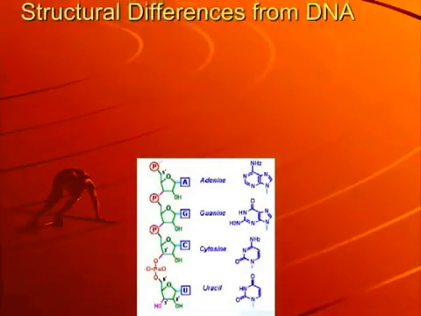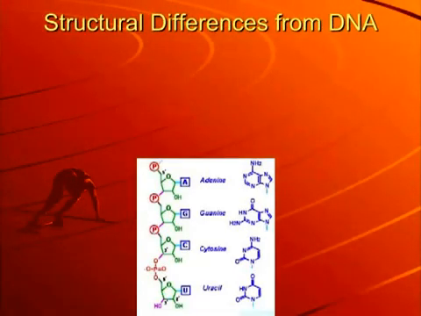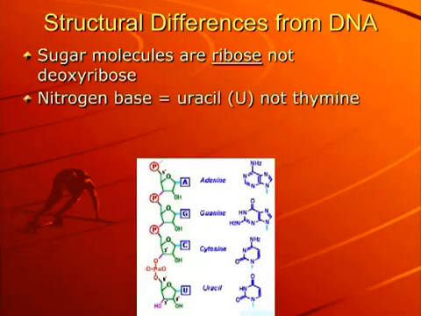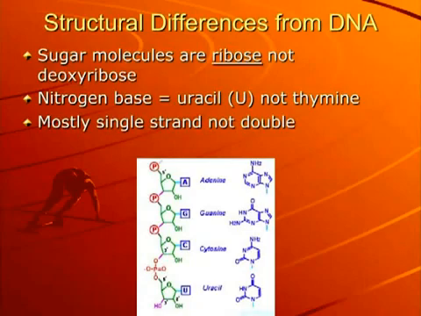So RNA is structurally very similar to DNA, with specific differences. First of all, the sugar molecule is known as ribose, not deoxyribose. There is a nitrogen base known as uracil instead of thymine, and they're mostly single-stranded, not double-stranded. So you generally get one single strand, whereas DNA, if you remember, has those two strands. And then lastly, there's more than one type of RNA. There are actually 3 different types of RNA.